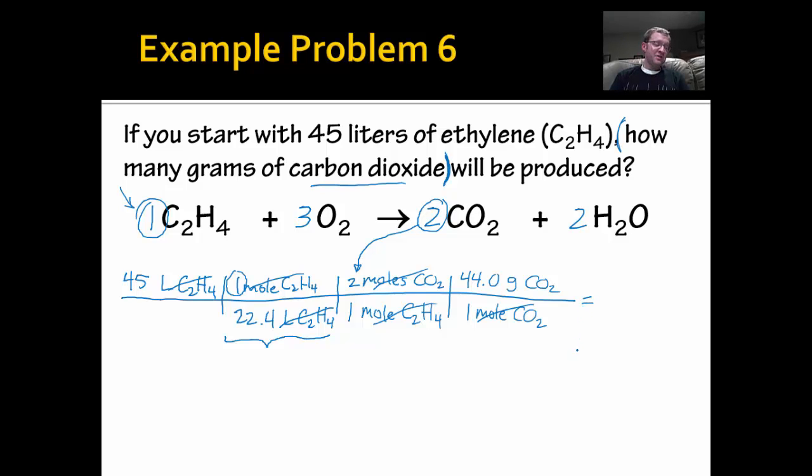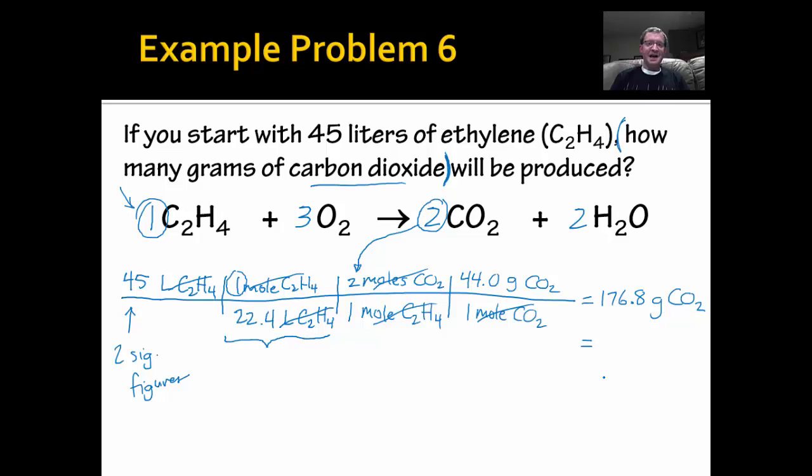Now, if you go to punch this into your calculator, it'll give you something like 176.8 grams of carbon dioxide. But again, keep significant figures in mind. Turns out that at the beginning of this problem, we had 45. 45 only has 2 significant figures. And so when we round our answer at the end of this problem, it should only have 2 significant figures as well, while 176.8 has 4. It's way too many. So we need to round that off to have 2 significant figures.